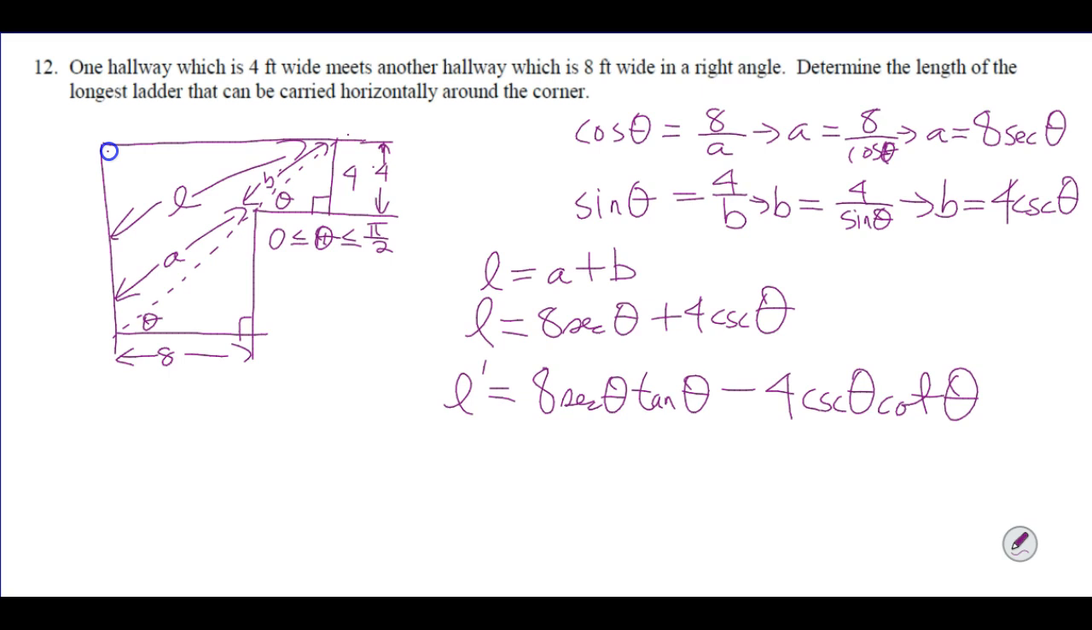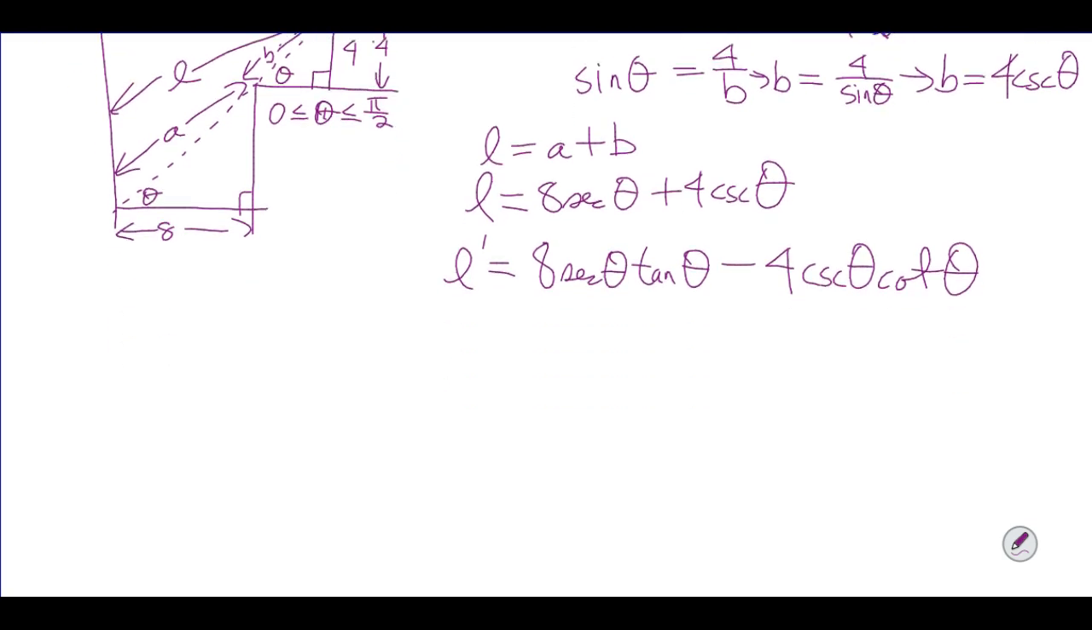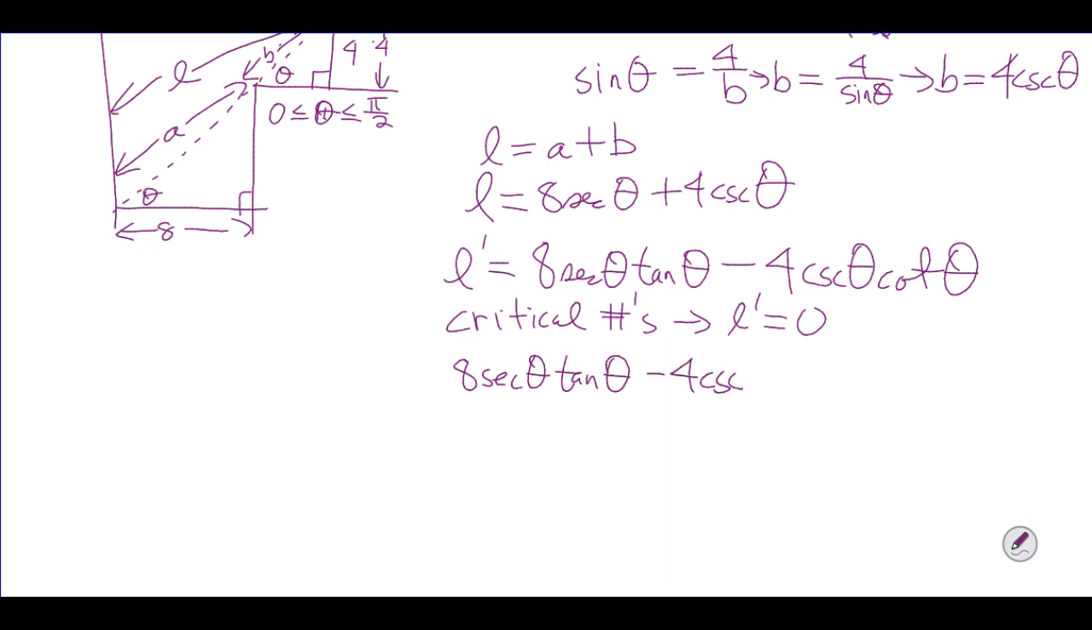Critical numbers, L prime equals 0. So 8 sec theta tan theta minus 4 cosec theta cotan theta is equal to 0.